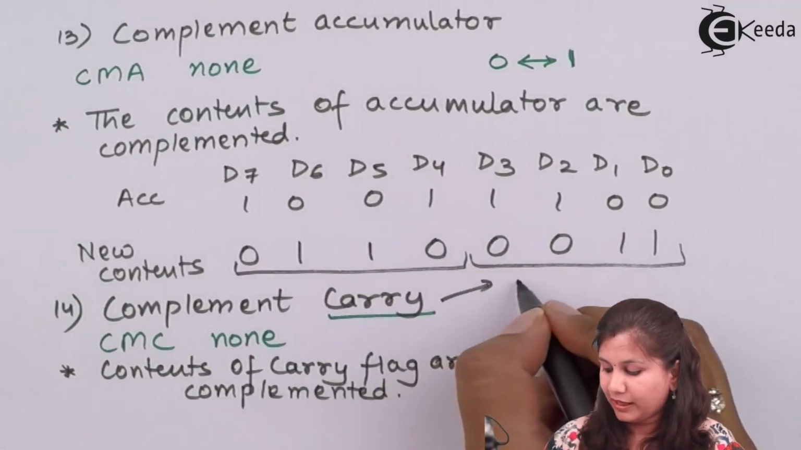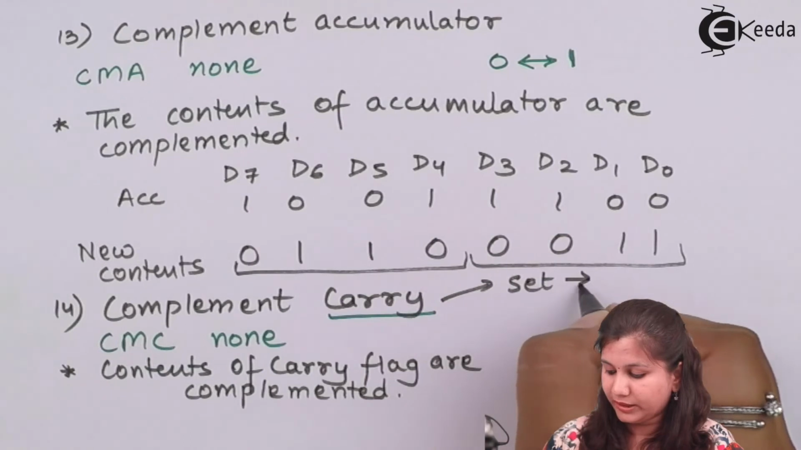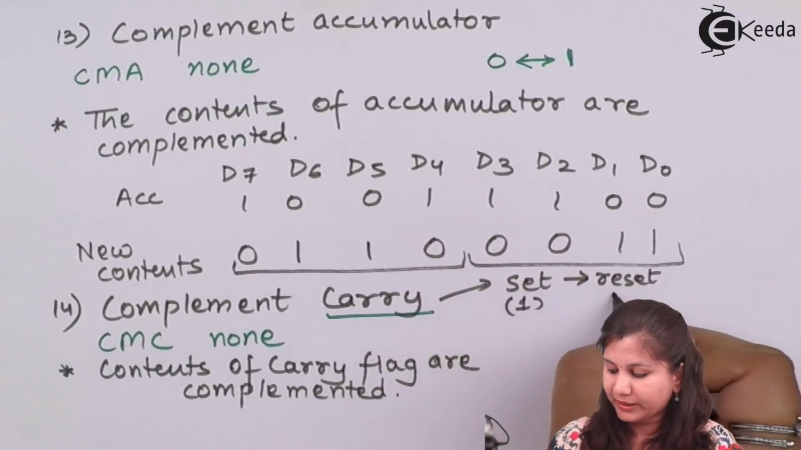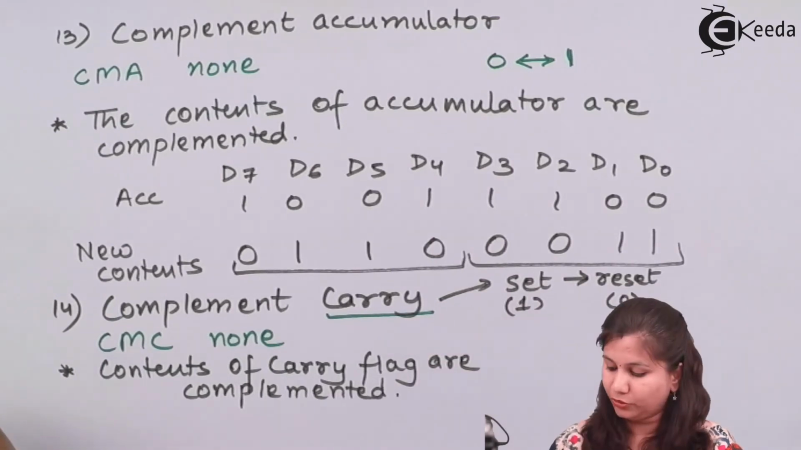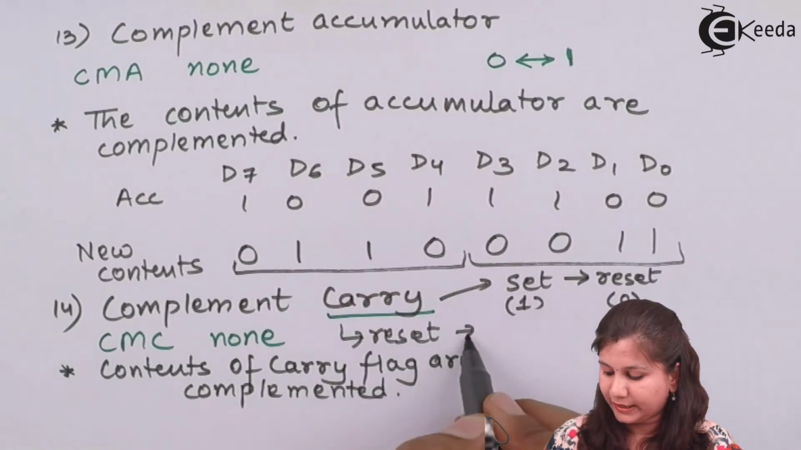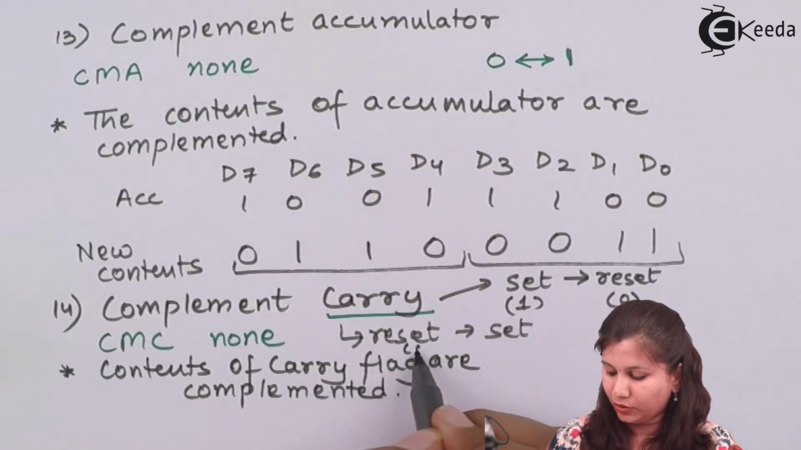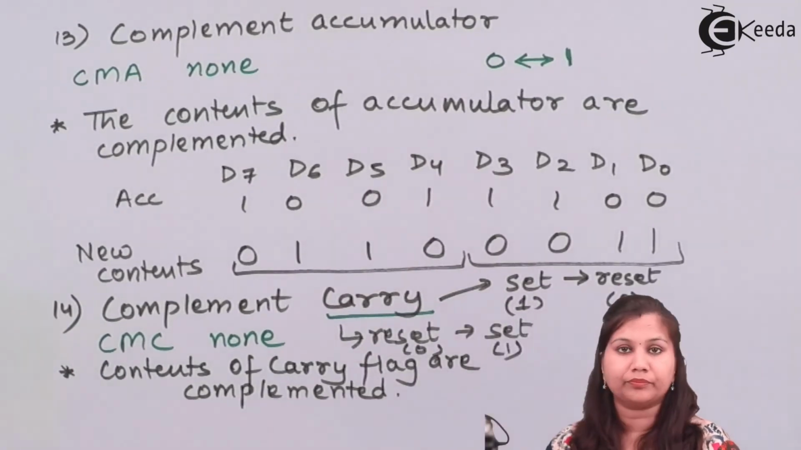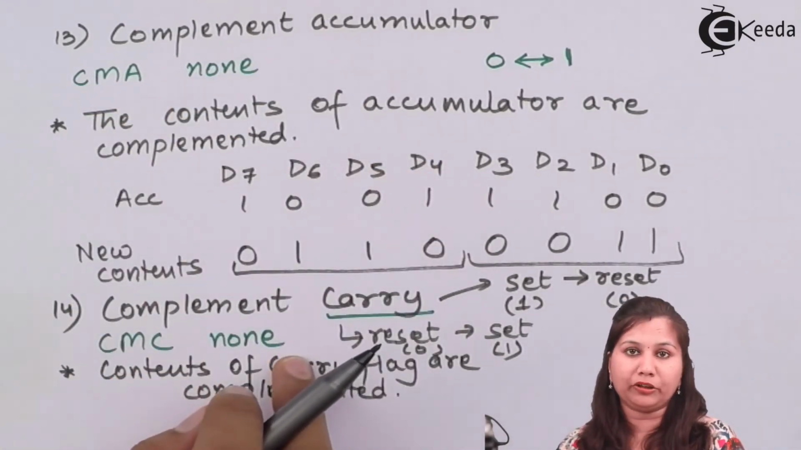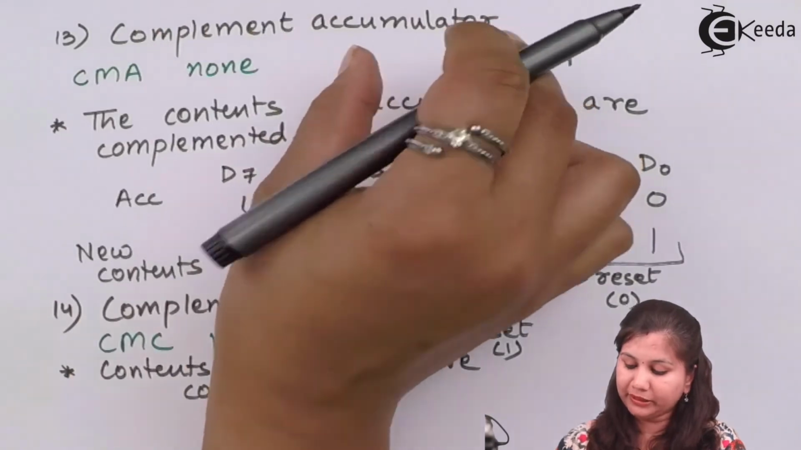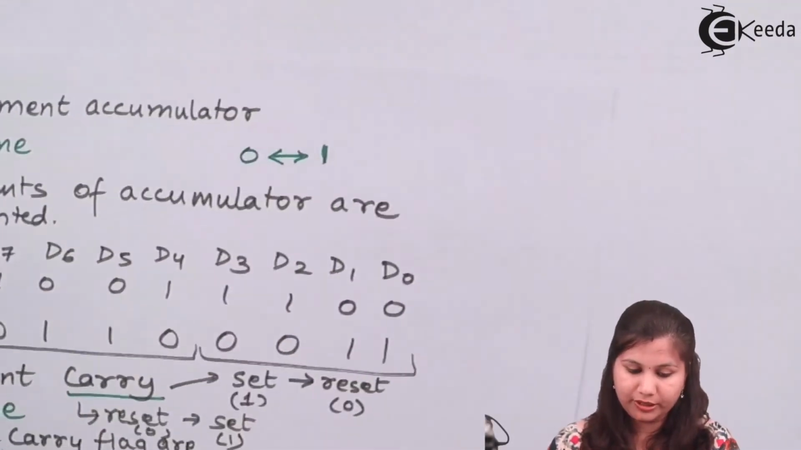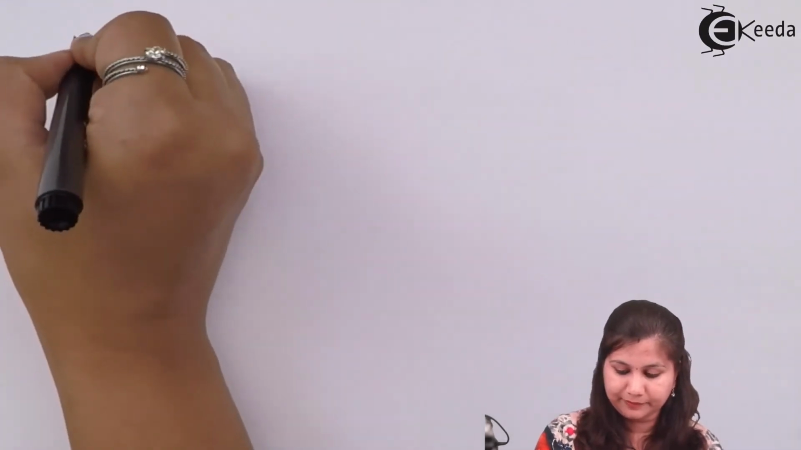So if the carry flag is set, it will be reset. Set means its value is 1 and reset means its value will become 0. And if the carry flag is reset, it will be set. Means if it is 0, it will become 1. So we have 2 instructions related to the complement operation: complement accumulator and complement the carry. Next instruction is set carry.